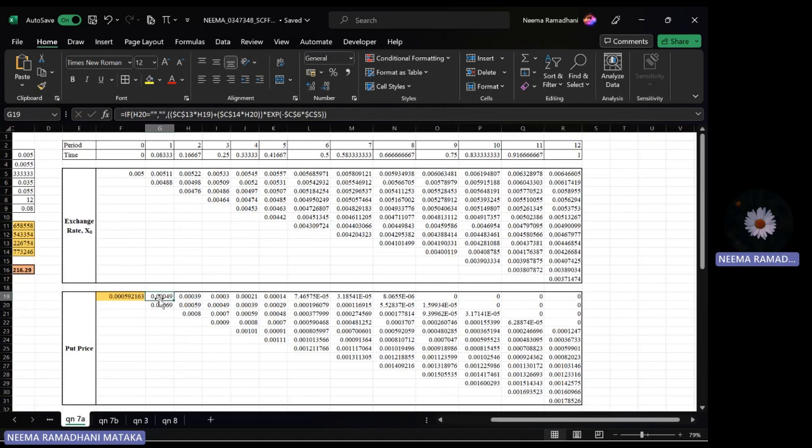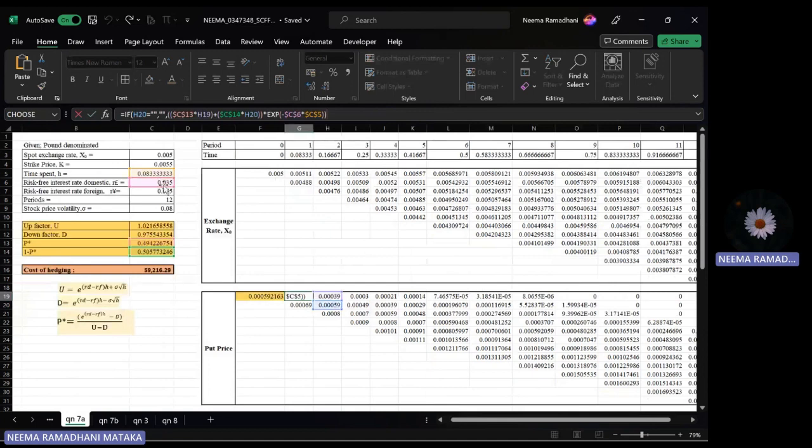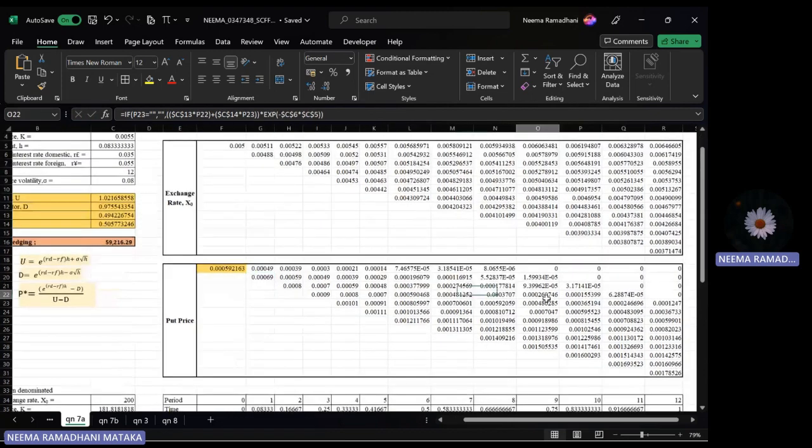So to get these other values, I used this formula: if the cell below is empty, then it will remain empty. But if it's not, then you multiply the cell above with p star, the risk-free rate of the domestic currency, plus 1 minus p star multiplied with the lower cell, and this whole thing multiplied by the exponential of negative r h. That's how you solve for the put price here. Then you drag this through all the cells to get the values of p.